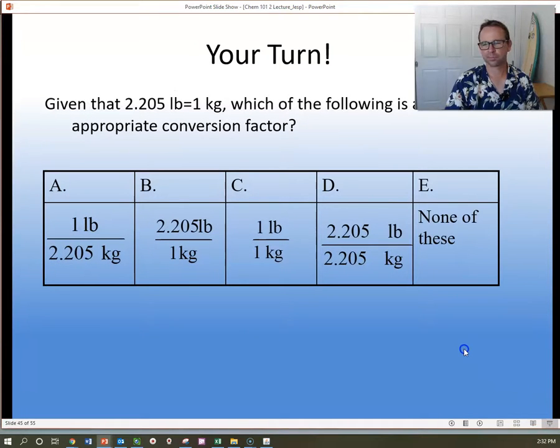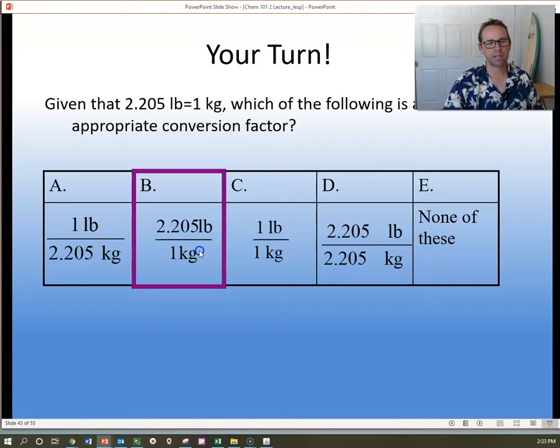Well, C and D is basically saying the same thing. That's a 1-to-1 ratio. Okay, very good. And we know that it's not. Excellent. How about A and B? Do either of those look right? They both have the same numbers, but different units, and so B has the right units corresponding to the right number.